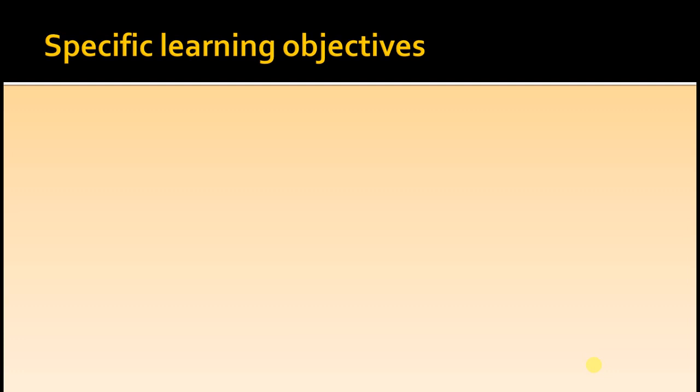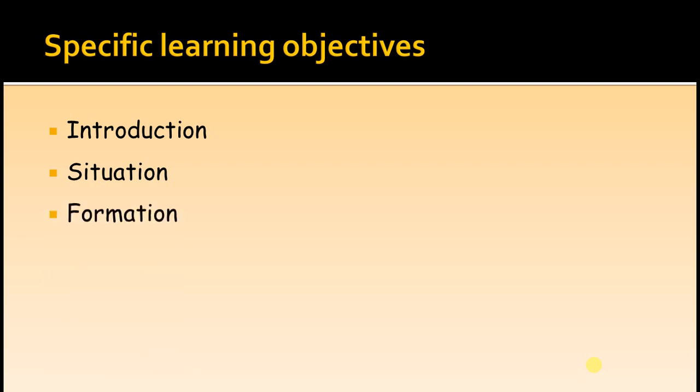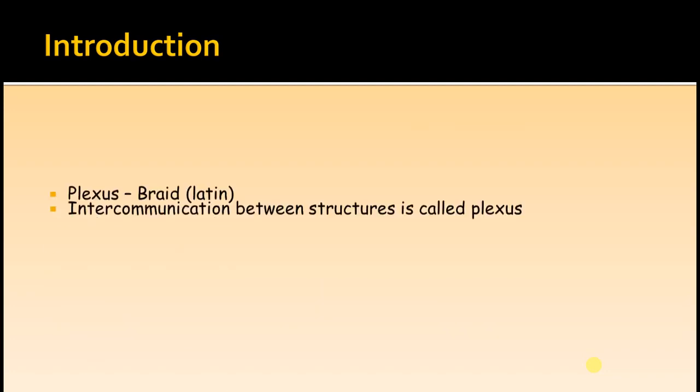So our learning objectives for today will be a short introduction on the brachial plexus, followed by where the brachial plexus is situated, then how it is formed. Very importantly, we will be discussing the formation of the brachial plexus, the branches of the brachial plexus, and definitely we will be finishing off with the applied aspects, that is the various injuries or damages to the brachial plexus.